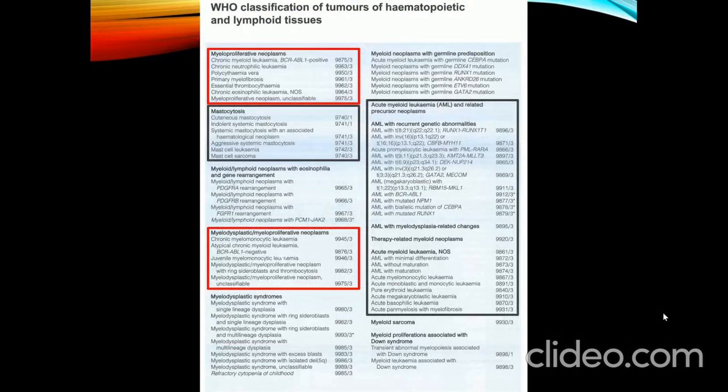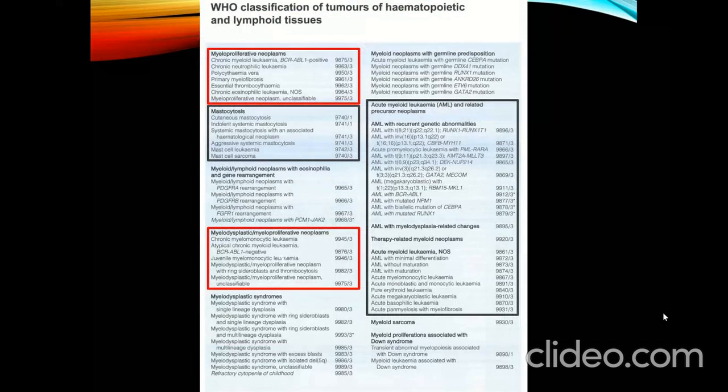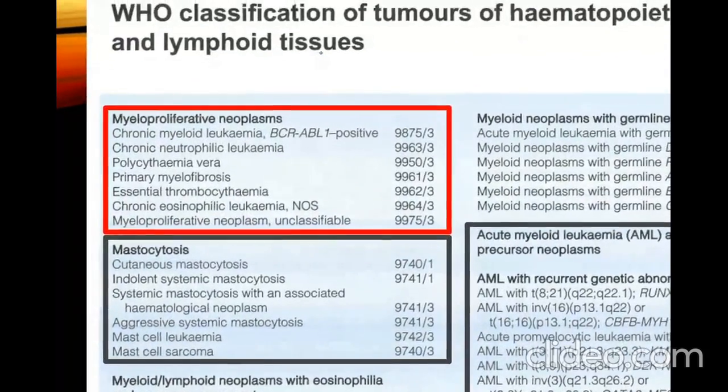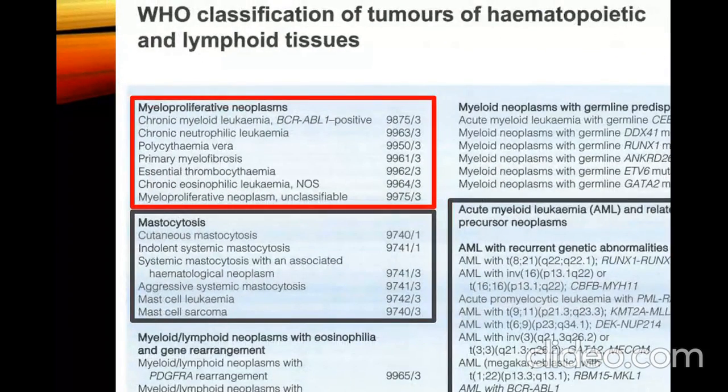As we can see here in the WHO classification of tumors of hematopoietic and lymphoid tissue, the latest 2016 edition, here in this red box, these are the myeloproliferative neoplasms, which include chronic myeloid leukemia, BCR-ABL1 positive, chronic neutrophilic leukemia, polycythemia vera, primary myelofibrosis, essential thrombocythemia, chronic eosinophilic leukemia not otherwise specified, and myeloproliferative neoplasm unclassifiable.